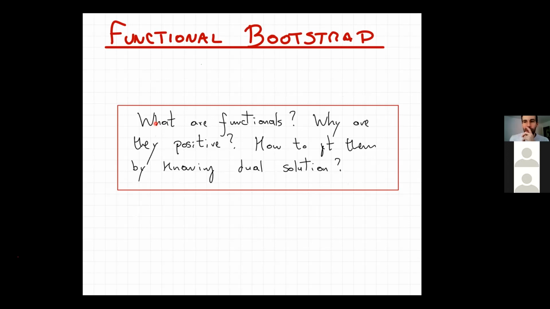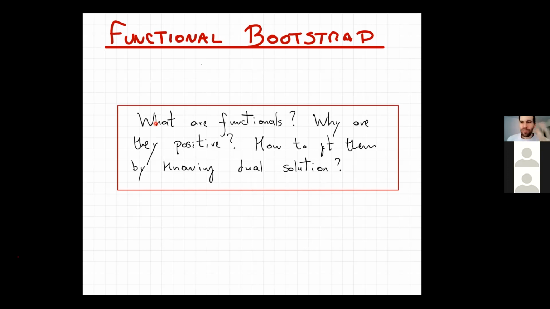Maybe just to conclude, a very important question is also what on earth are these functionals? I mean, why do they exist? Why are they positive? How can we get them by knowing the dual solution? You see that there's a link. If you know the functionals, you know the solution. And if you know the solution, you should be able to get them. So how precisely do you go from one to the other?